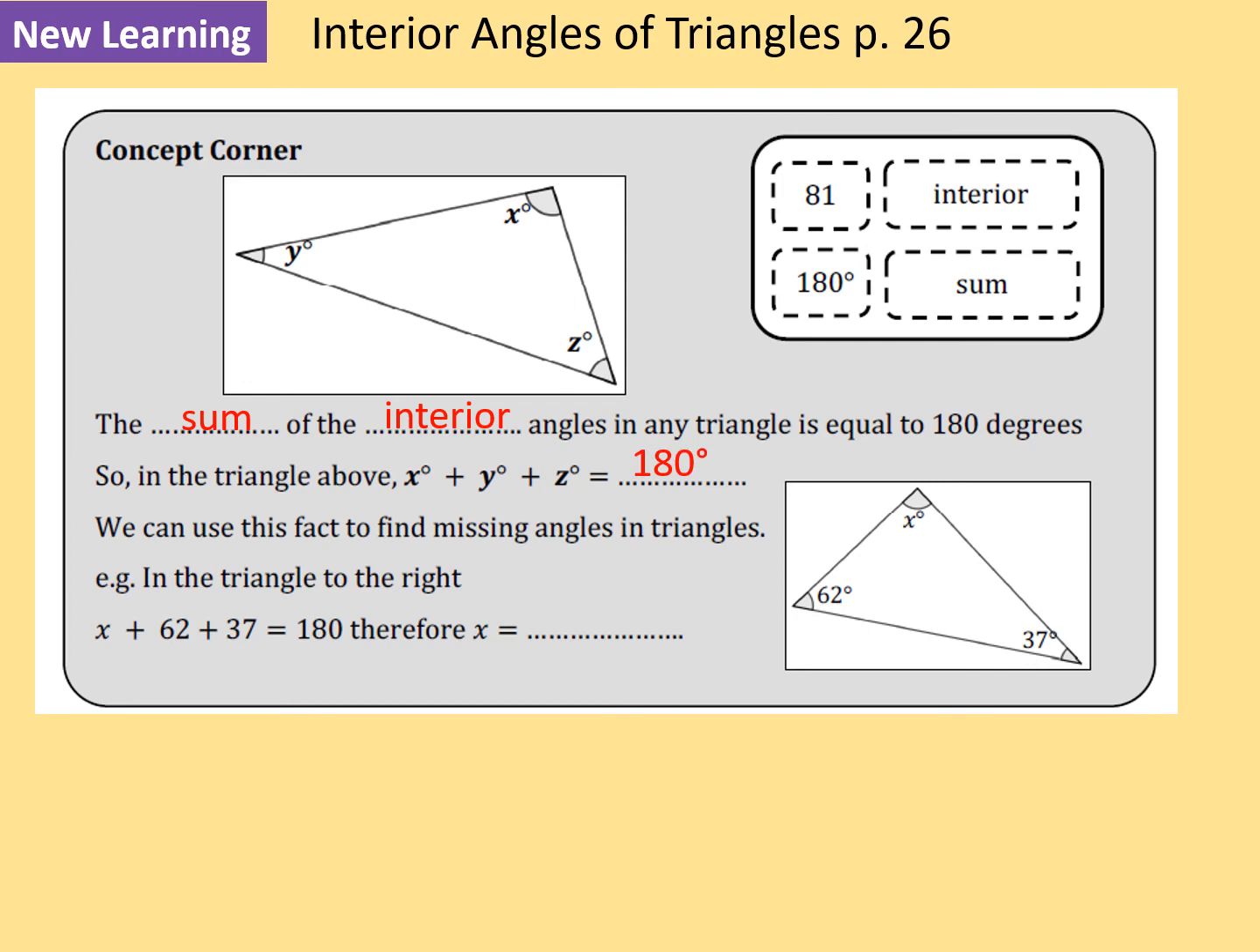Let's go through the bottom example. We can use this fact to find missing angles in triangles. So we can say that x plus 62 plus 37 equals 180. So that will mean if you take away 62 plus 37 from 180, we should have that x equals 81 degrees.